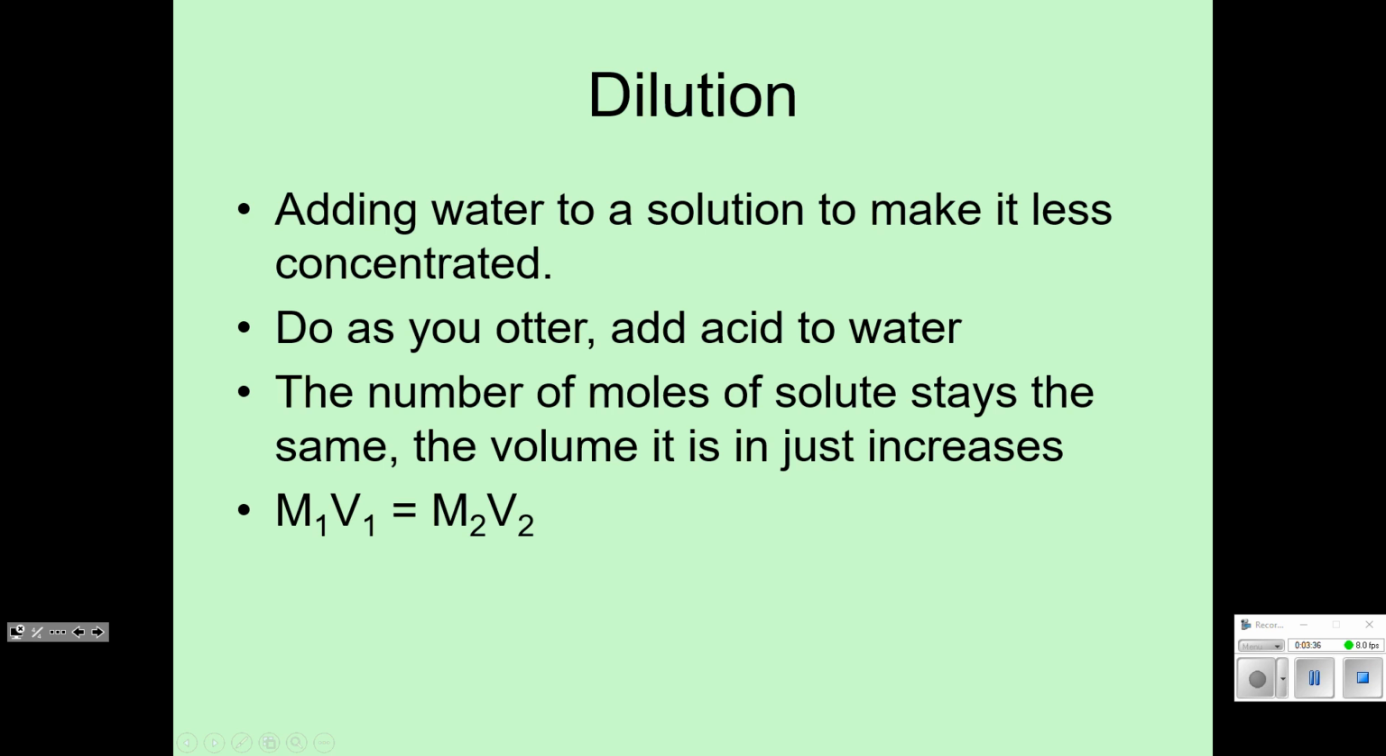My second bullet point here is actually something from the safety contract, that if you have a concentrated acid, you shouldn't add water to it to dilute it because it will boil the acid, and boiling acid's bad. Instead, you have to add the acid to the water. You do it as your honor, you add acid to water. It rhymes, it must be true.